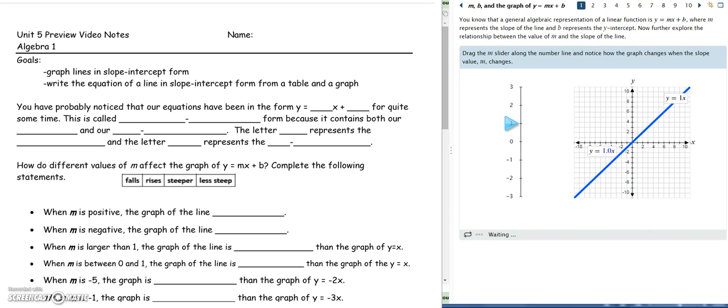You notice our equations have been in the form of y equals mx plus b for quite some time. We call this slope-intercept form because it contains both our slope and our y-intercept. The letter m represents our slope, and the letter b represents our y-intercept.